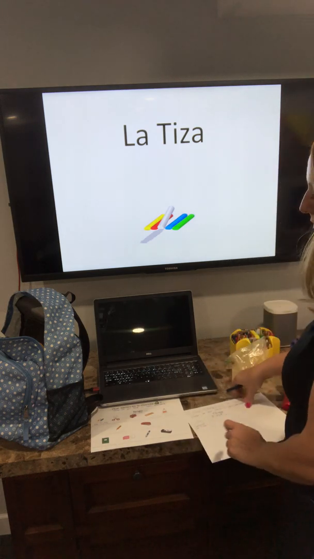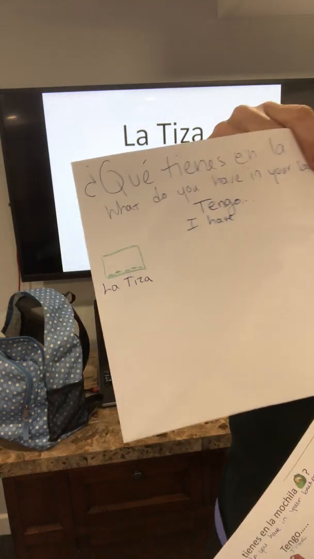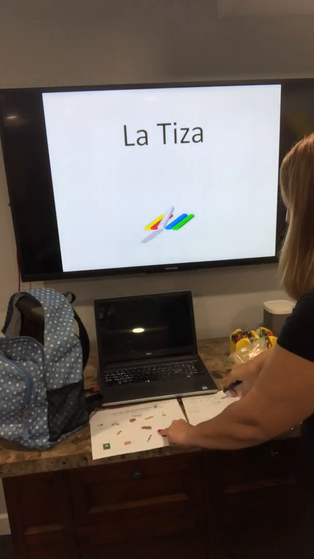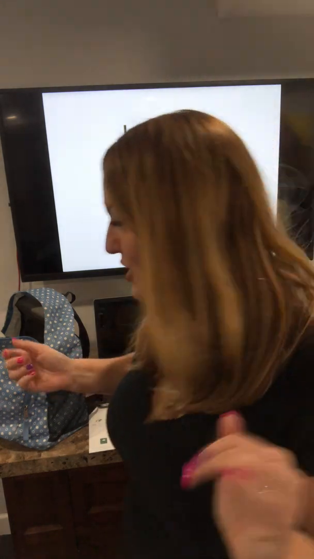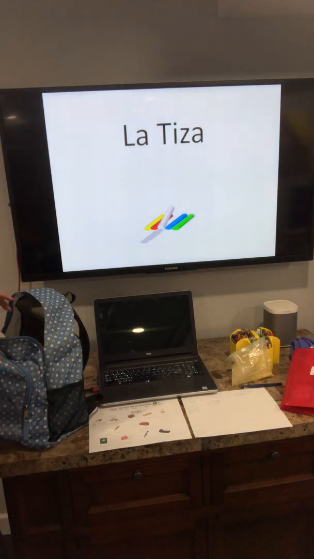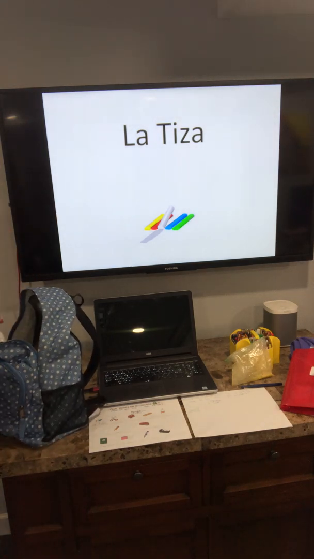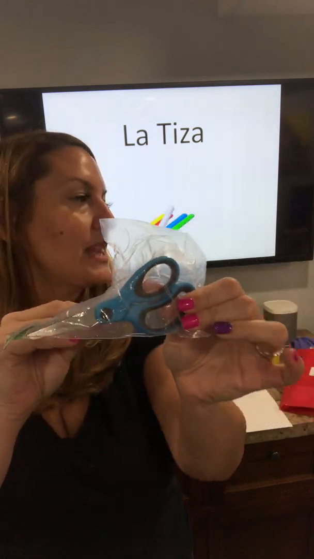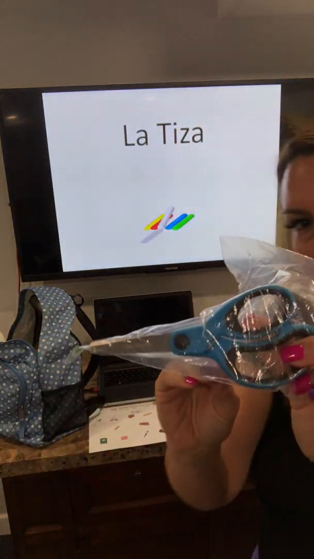So you can either have one that's printed out and write La Tiza, or you can draw a picture of chalk and write La Tiza. Okay, next vocabulary word, you're going to ask me, ¿Qué tienes en la mochila? Ask me, ¿Qué tienes en la mochila? Oh, tengo las tijeras, las tijeras. Repitan, las tijeras.